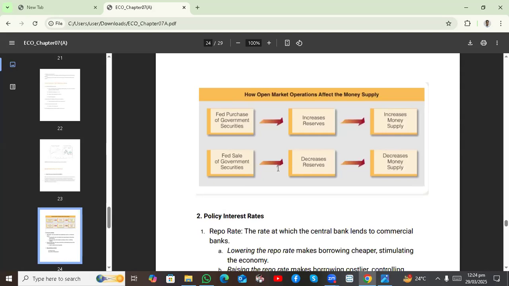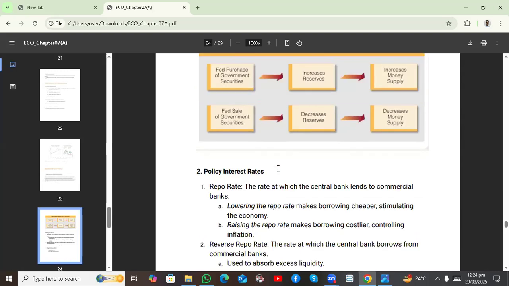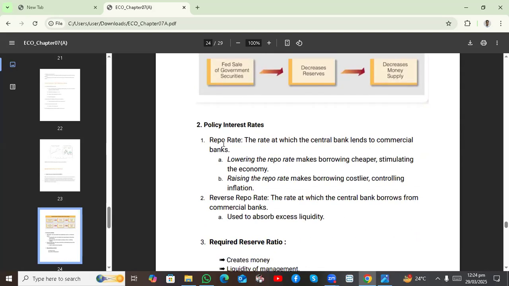And policy interest rates are two types: repo rate and reverse repo rate. The repo rate is the rate at which the central bank lends to commercial banks. Lowering the repo rate makes borrowing cheaper, stimulating the economy. Raising the repo rate makes borrowing costlier, controlling inflation.